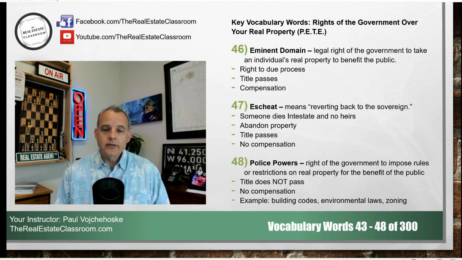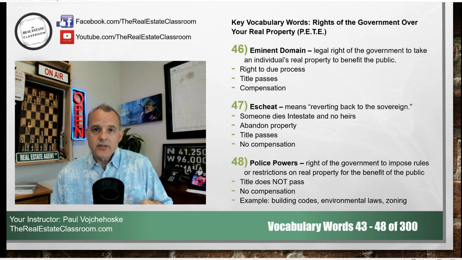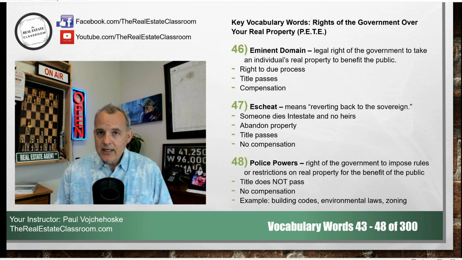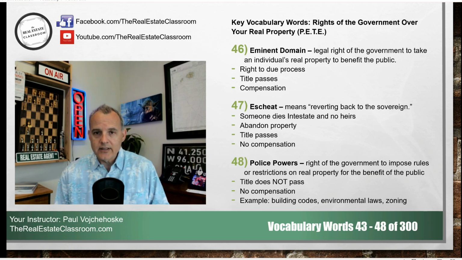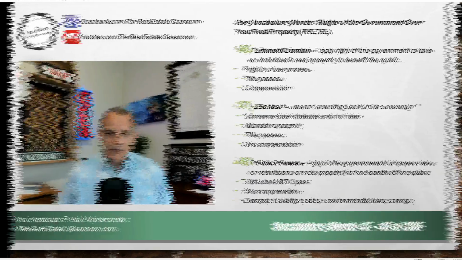Now, under escheat, whether it's the person's estate reverting to the sovereign because they died intestate or because it's an abandonment situation, in both cases, title passes to the government and no compensation is provided in any way.